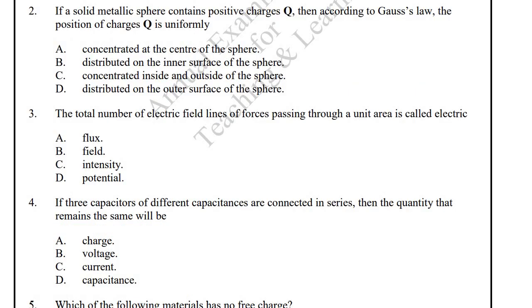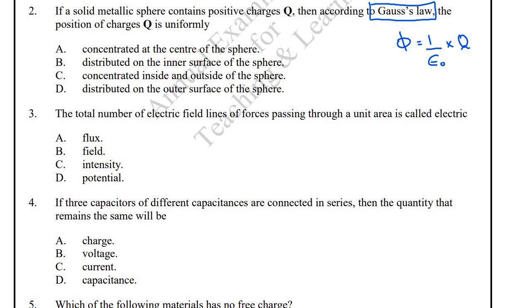If a solid metallic sphere contains positive charges Q, then according to the Gauss's law, the position of these charges is. So we know that Gauss's law is used to describe the intensity around a body, around a closed Gaussian surface due to some charges present at the surface of the sphere or at the center of the sphere. So Gauss's law describes that the flux due to some charges is equal to 1 upon epsilon naught times the charge enclosed by the surface. And for Gaussian surface, the surface should be closed surface, and the geometry of the Gaussian surface does not influence the flux around due to charge present on the sphere.